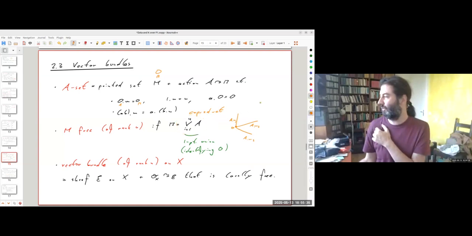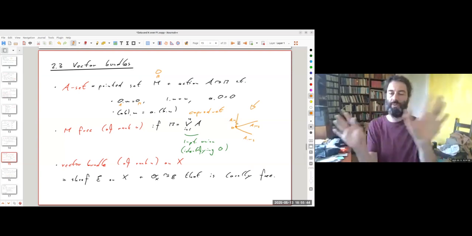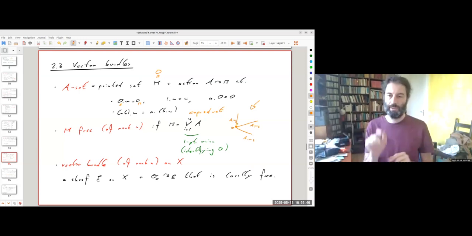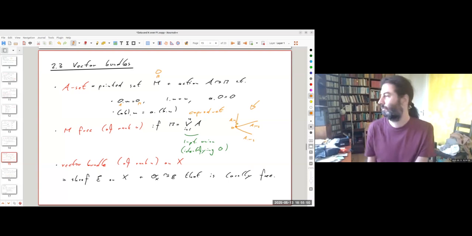So the one-point union, here's a picture. It identifies different copies of A at 0. So non-zero elements in different copies are distinct, but the zeros are identified. Okay? So that's a free A-set. The rank is just the number of copies, n.